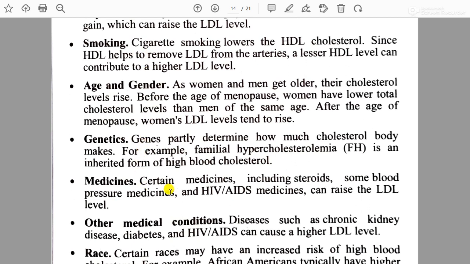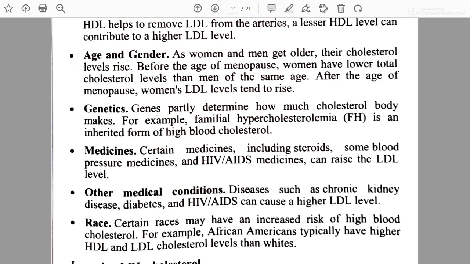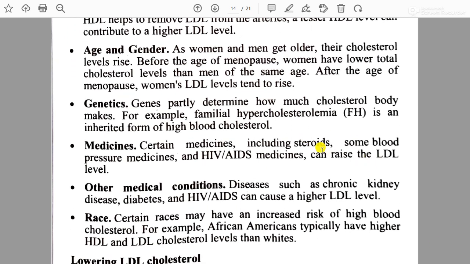Then medicines. Certain medicines including steroids, some blood pressure medicines and HIV/AIDS medicines can raise the LDL level of the body. If you are taking certain medicines like this for the cure of some other diseases, it can indirectly affect the LDL level also. Then other medical conditions, diseases such as chronic kidney disease, diabetes and HIV/AIDS can cause a higher LDL level.